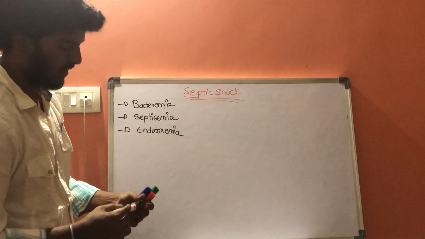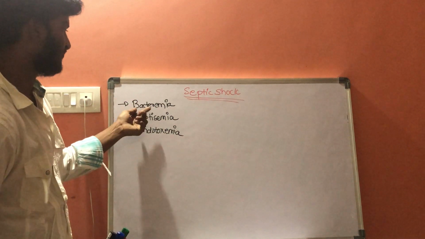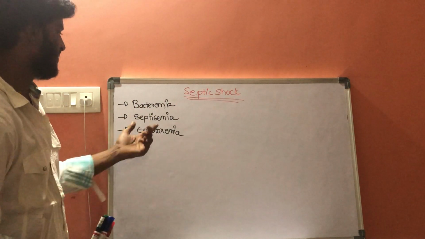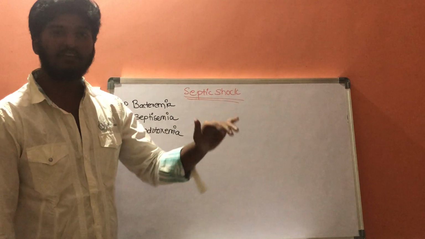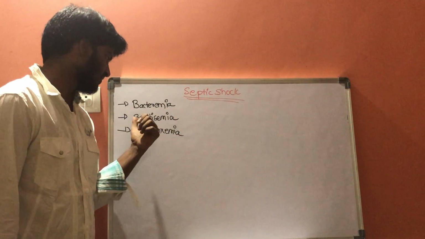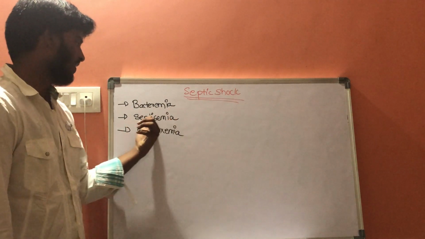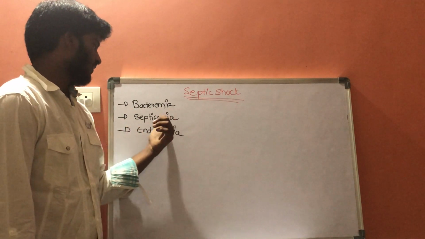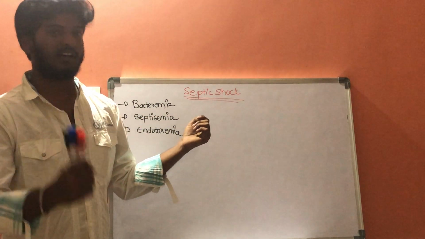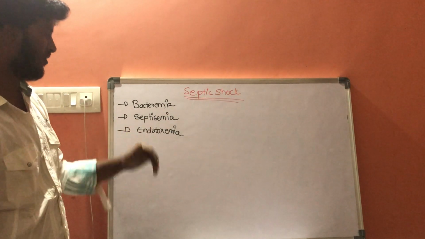What is bacteremia? Bacteremia is nothing but the entering of bacteria inside our body. What is septicemia? Septicemia is when the bacteria which have entered have the capacity to undergo the replication process. It is called septicemia. Endotoxemia is when the endotoxins present in gram-negative bacteria cause a toxic effect. That is called endotoxemia.